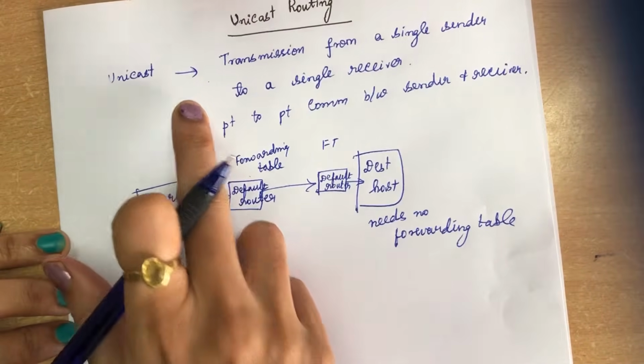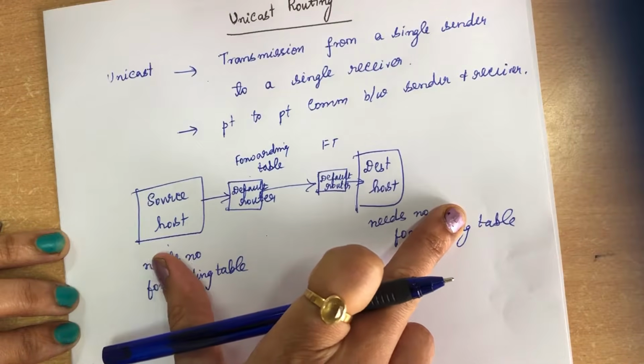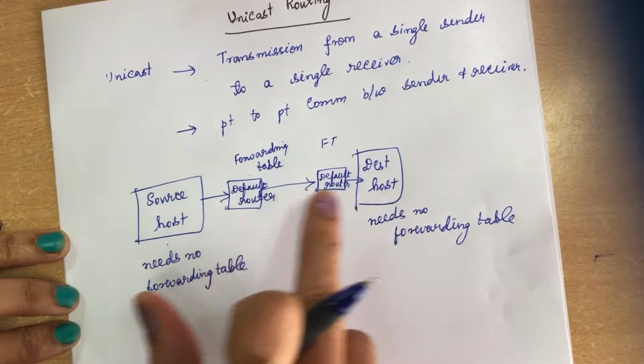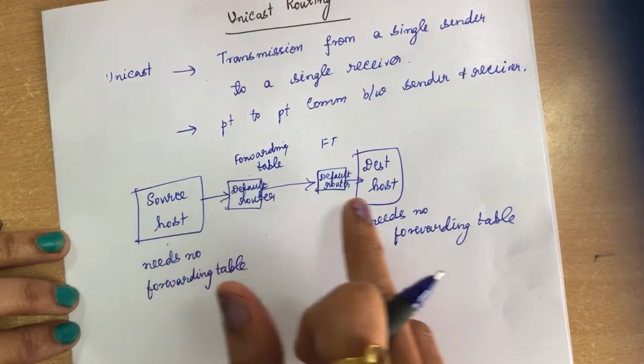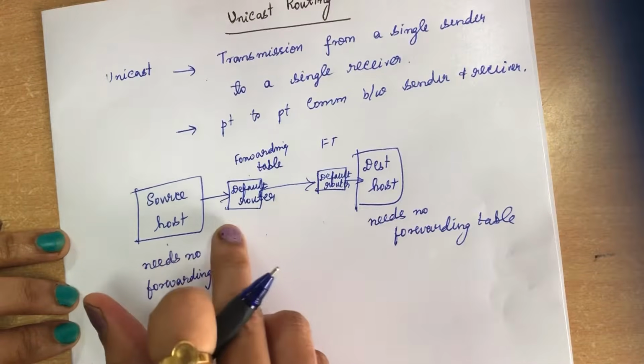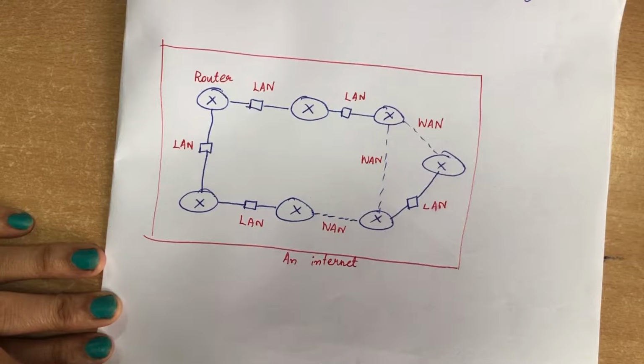Usually unicast means there will be one sender and one receiver. Here also we have one sender and one receiver, but in routing it will not directly send to the destination host. It will send it to the default router from where it is going to be sent. Okay, these default routers will have the forwarding tables to forward the packets. So now we will see how we will find the best route.